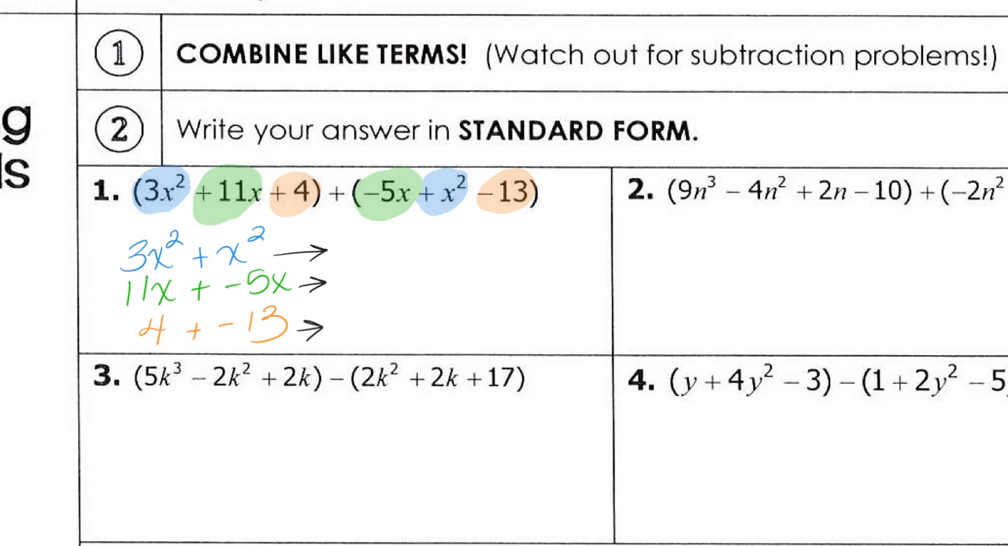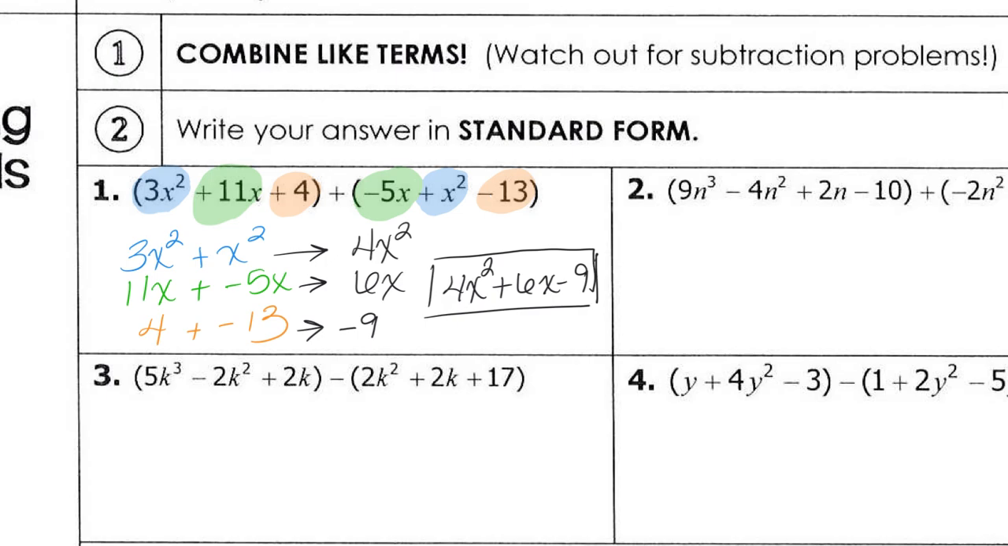So if I had 3x squared and I add another one, I have a total of 4x squared. If I had 11x and I added negative 5, that's the same as like taking away 5. I would have 6 x's, and if I had 4 and then added a negative 13 or took away 13, I would have a negative 9. So it kind of lets me look at each thing individually, and then my final answer is all of that just put back in standard form. So just that process of combining like terms.